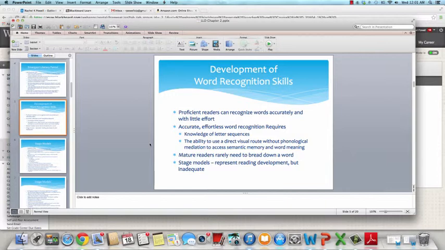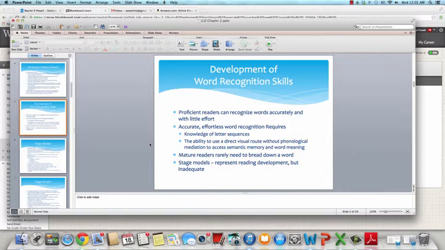So mature readers, like yourselves, don't need to break down a word unless it's an unfamiliar word. And even when you come to an unfamiliar word, you're not breaking it down sound by sound. You're usually breaking it down by patterns or familiarity with other words you know.